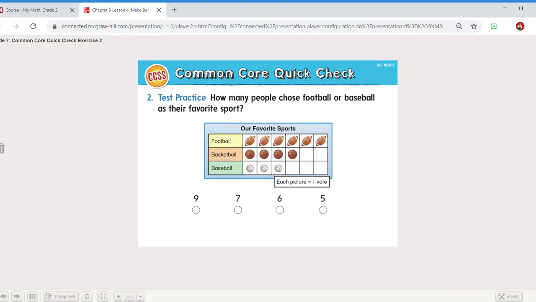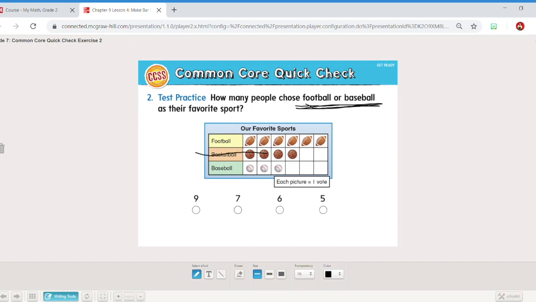How many people chose football or baseball as their favorite sport? Now going into this one, we only need to know about football or baseball. It wants to know how many people chose either of those. We want to combine them. So here's football, here's baseball. We don't need basketball. There's 1, 2, 3, 4, 5, 6 footballs and 3 baseballs. We're going to add, because each picture equals one vote. We want to know together. The answer is 9. Did you get 9?